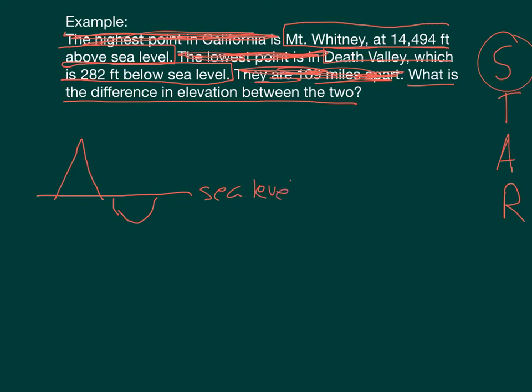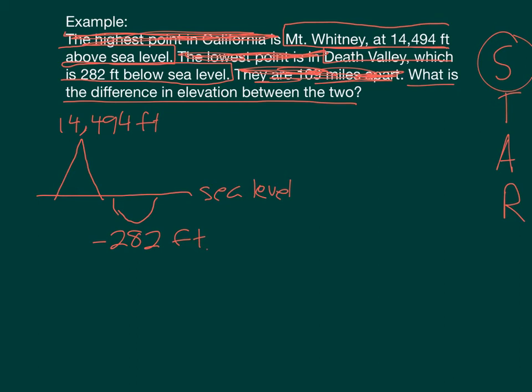So now I can label their heights. Mount Whitney is 14,494. That should be a comma, not a decimal. And label the unit, feet. And Death Valley is 282 feet below sea level. Because it's below sea level, I'm going to use a negative sign to represent that. So there's my picture. I can also write this as a math statement.